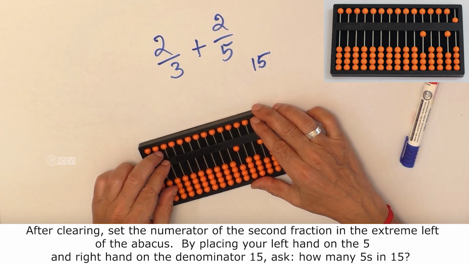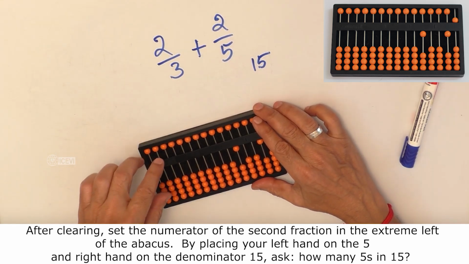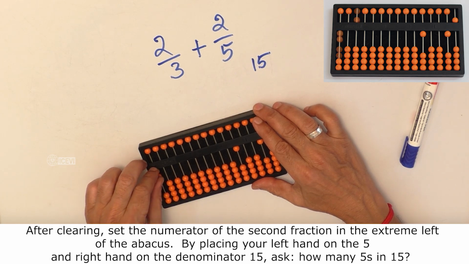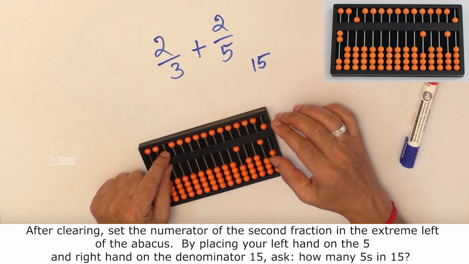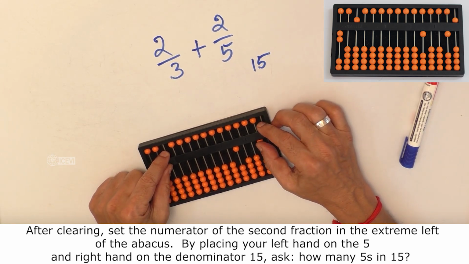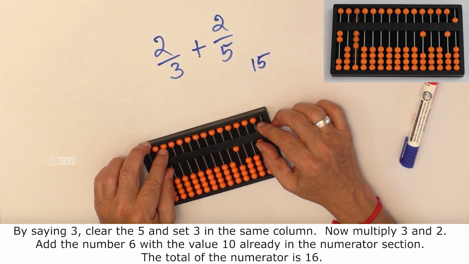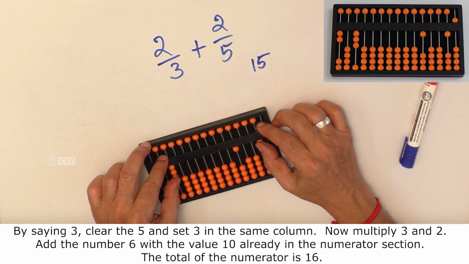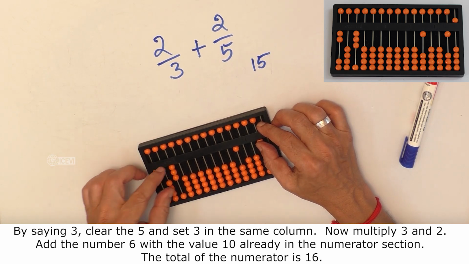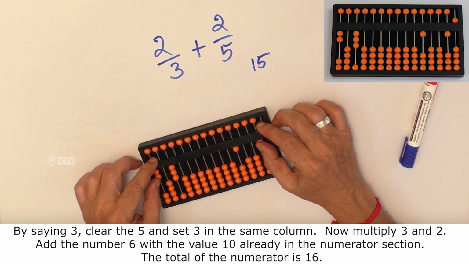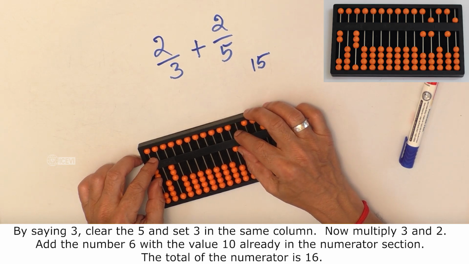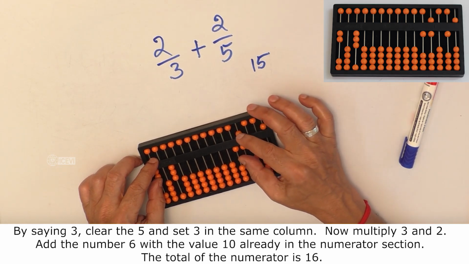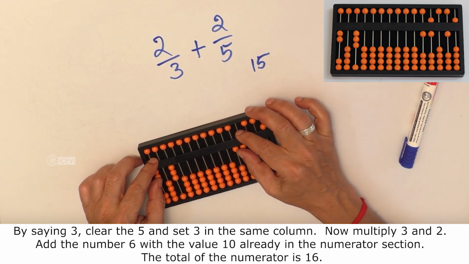After clearing, set the numerator of the second fraction in the extreme left of the abacus. By placing your left hand on the 5 and right hand on the 15, ask how many 5's in 15. By saying 3, clear the 5 and set 3 in the same column. Now multiply 3 and 2. The result number 6 should be added with the value 10 already in the numerator section. The total of the numerator is 16.